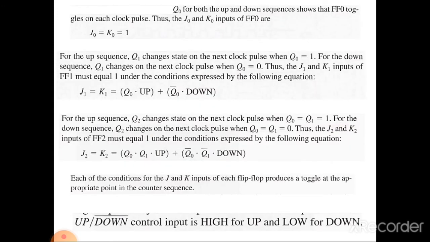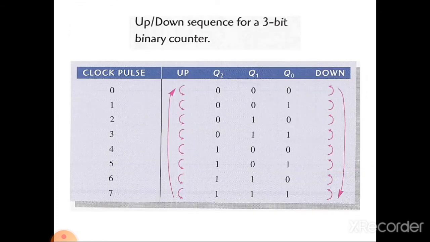And for the upward sequence, Q2 changes state on the next clock pulse when Q0 and Q1 are both 1. Look at here.